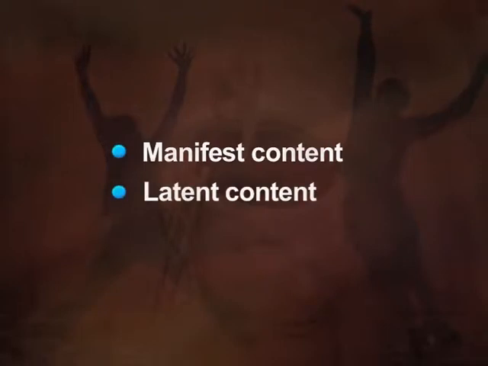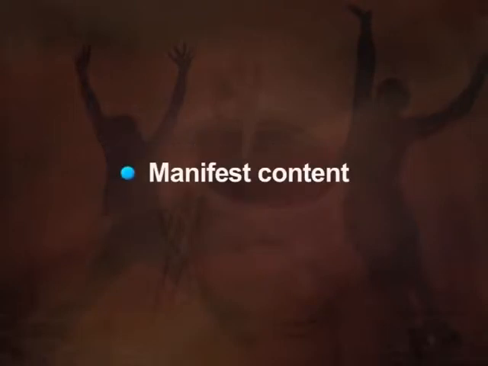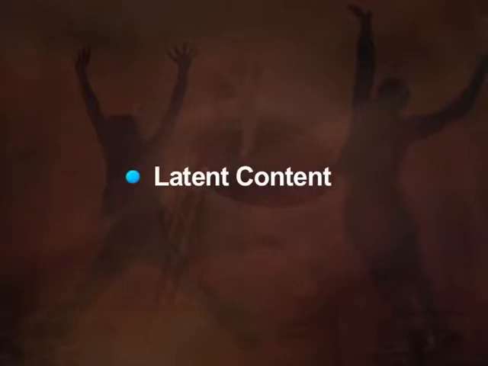It is important to understand two things here, that is the manifest content and the latent content of the dream. What is the manifest content of the dream? The manifest content is the observable part of the dream. The obvious conscious part of the dream is called the manifest content, while the not so obvious unconscious part of the dream, the hidden meaning which is symbolic, is called the latent content.